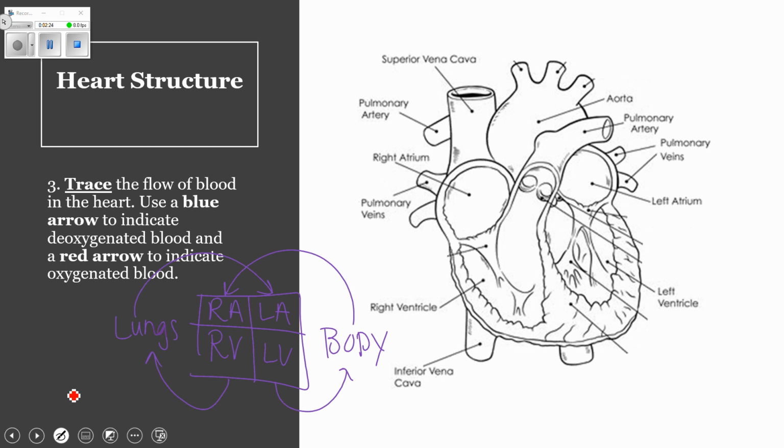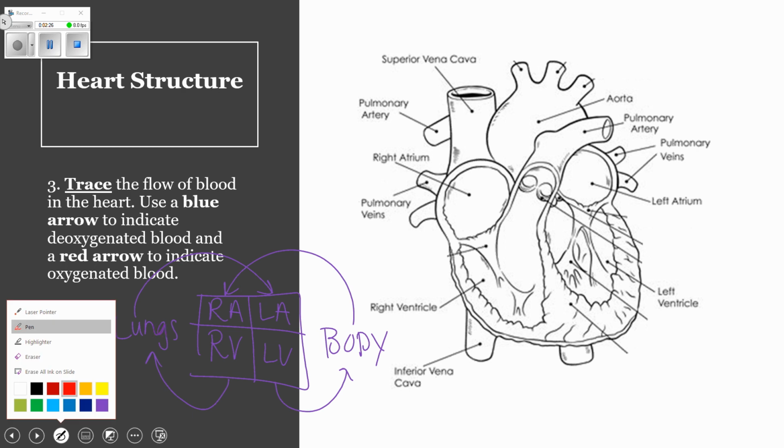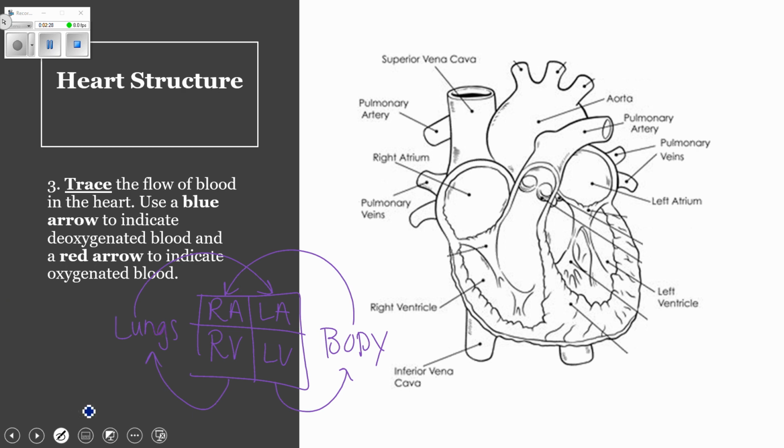So if we start off first with our blue color, remember blue is going to represent the fact that it's deoxygenated. Deoxygenated is going to be on the right-hand side. So looking here, we have the superior vena cava as well as the inferior. Blood goes into the heart, through the valves, then into the ventricle on the right-hand side, and then it goes to the pulmonary artery. Note the pulmonary artery is deoxygenated. Remember, that's one of those exceptions.